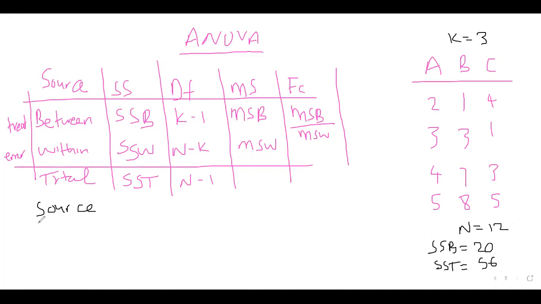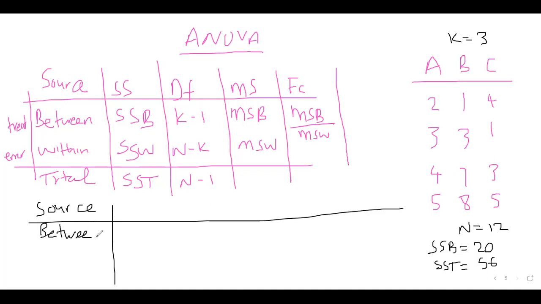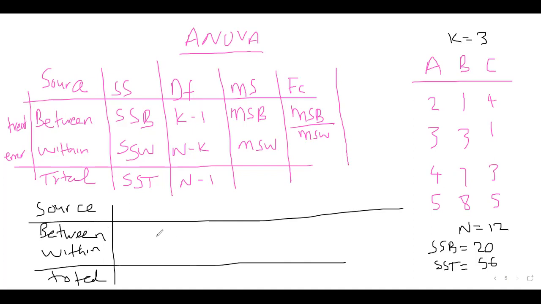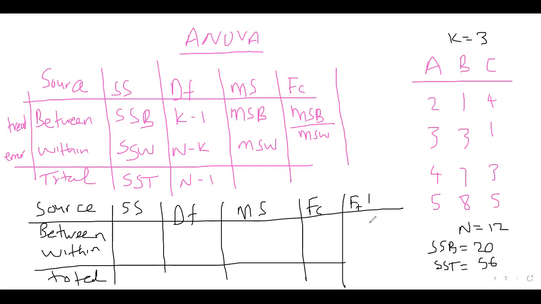So we have 3 sources here. We have the between, we also have the within, and we have the total. Here we have the sum of squares, the degree of freedom, the mean of squares, and the F calculated. You can also have the F tabulated and the decision if you want.